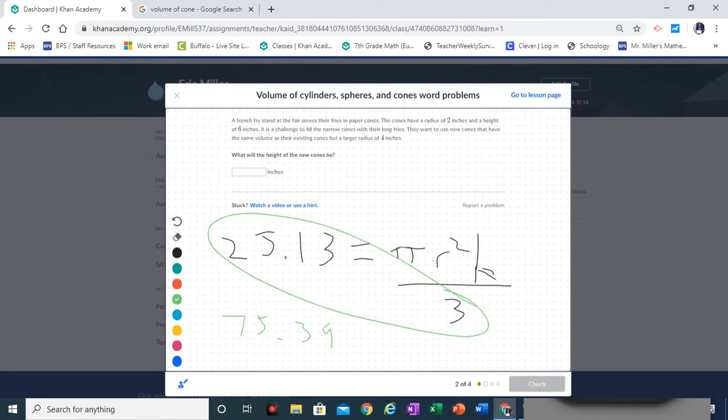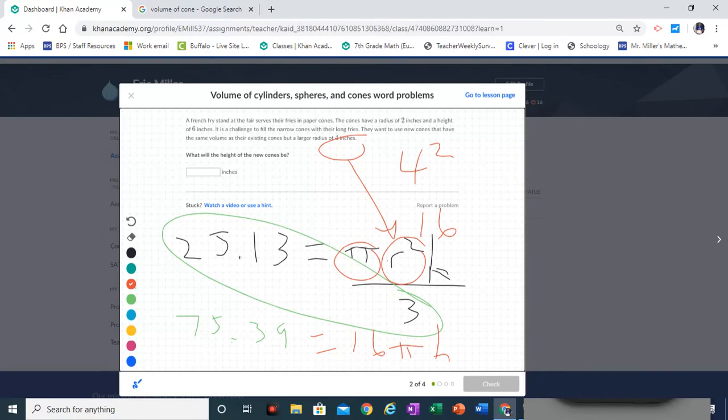What we need to do is get rid of the pi and the r squared. They're telling us that r is 4. So this is actually going to be 4 squared, which is 16. So 75.39 is equal to 16 pi times h. We need to divide both sides by 16 pi.